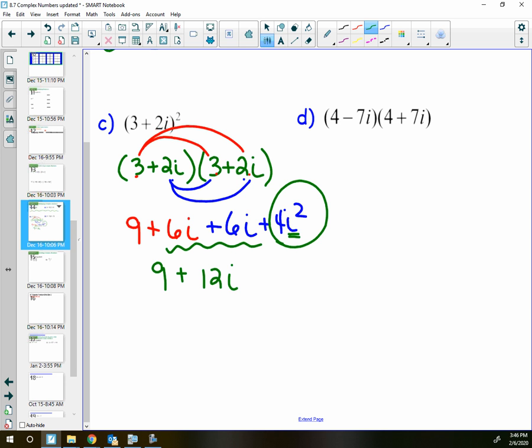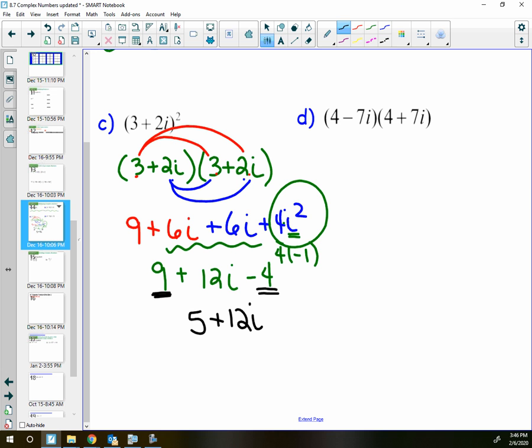Remember what i squared is equal to. So i squared is the same as -1. So that really means we're taking a 4 times a -1. So 4 times -1 would be a -4. I know we talked about it, it just really changes the sign of that term. But what that allows us to do then is we can actually combine our real number components, our real number parts. So we have 9 minus 4, so that would be 5 plus 12i.